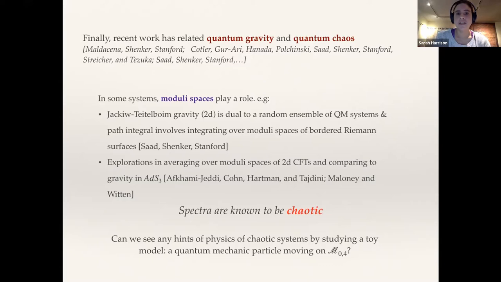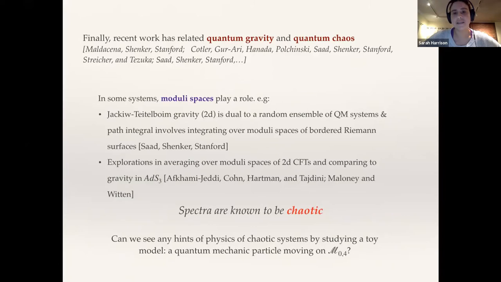One has to do with work done by Saad, Shenker, and Stanford, where they computed the path integral of Jackiw-Teitelboim gravity, which is a two-dimensional theory of quantum gravity, and which involves integrating over moduli spaces of bordered Riemann surfaces, in order to show that this theory is dual to a random ensemble of quantum mechanical systems, as well as very recent work exploring averaging over moduli spaces of 2D CFTs to draw a connection to gravity in AdS3. And these kinds of cases are of note because their spectra are known to be chaotic.